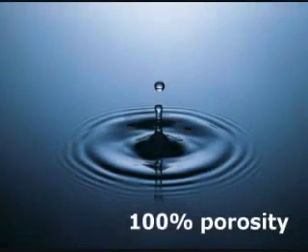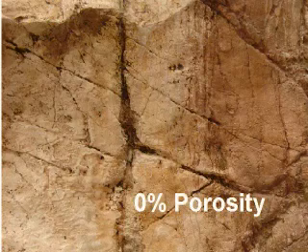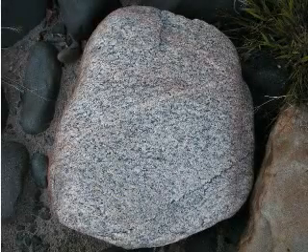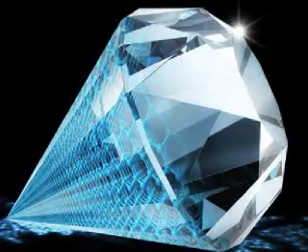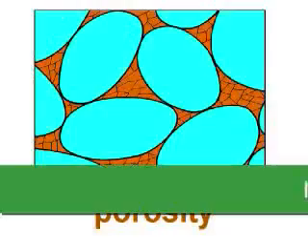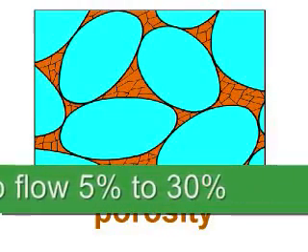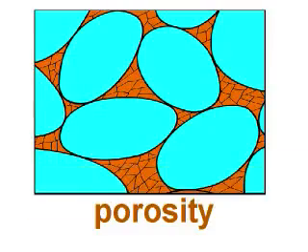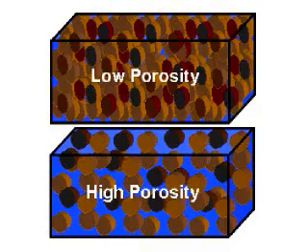If you have a porosity of 100%, you have pure fluid. You have fluid and no rock. Now, if you have 0% porosity, you have pure rock and no fluid. Igneous rock, or some minerals like diamonds, are good examples of zero porosity. They have no holes in their structure. A meaningful porosity, where oil is retrievable, is in the 5 to 30% range. Of course, bigger porosity percentage implies more fluid.